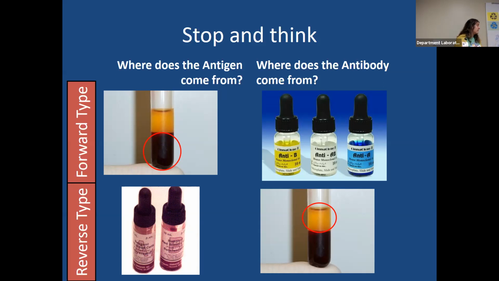It's called AHG phase of testing for your IAT. It removes the initial spin, removes your 37. It gets rid of all the nuisance antibodies that react at that initial spin. So a lot of places are using gel.